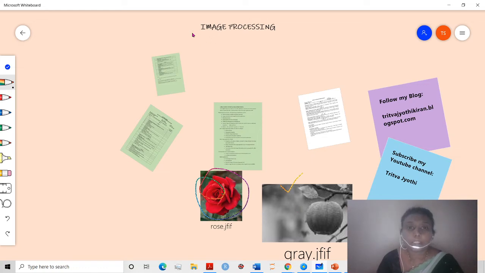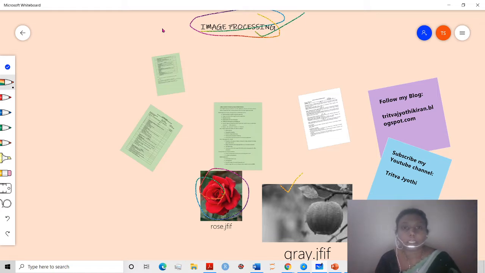So what is image processing and why are we learning this subject? This image processing subject is very trendy, and it has a lot of research areas nowadays. In the future also it is very important because the basics of future research are fully dependent upon this subject. So what is image processing?